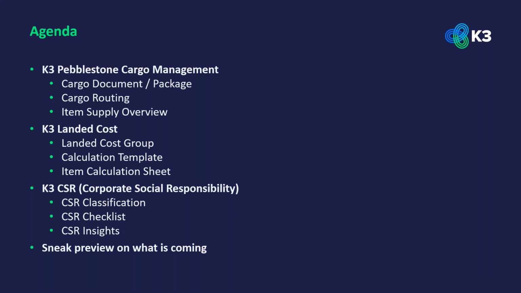So we will go into the cargo document, the packages, the routings, and the item supply overview, which has been released in April, that last part. Then landed cost is also something nice to show you. So what is a landed cost group, calculation templates, and also the item calculation sheet will be shown.